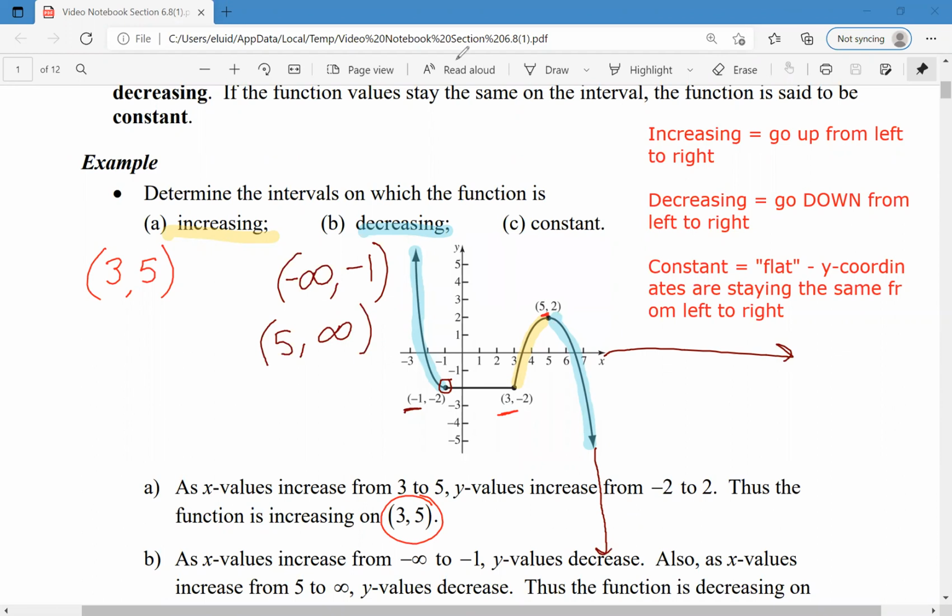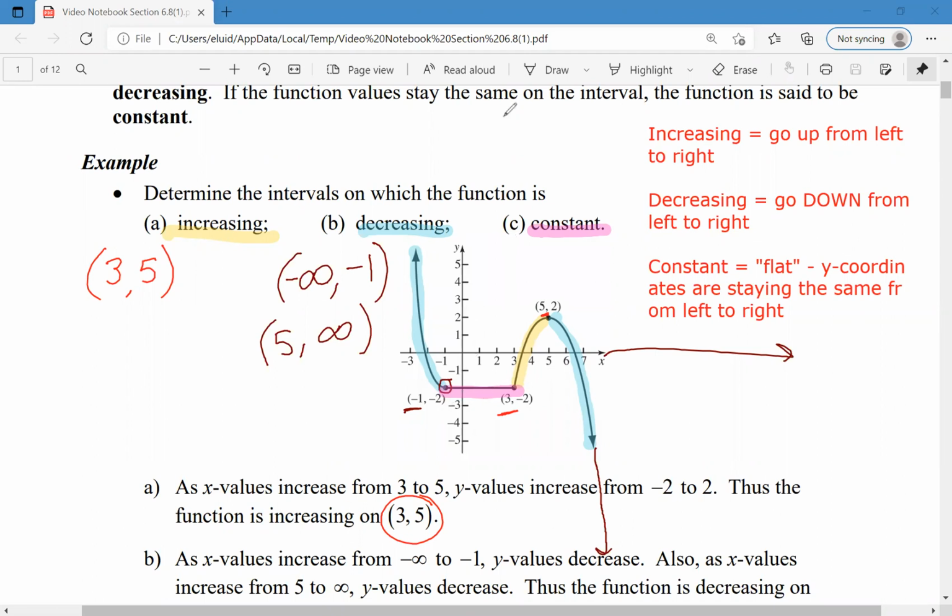Okay, so we've highlighted almost all the pieces of the graph. The only piece we haven't highlighted is this flat piece right here. This is where the graph is constant. Notice that for both of these points here, the y-coordinate is -2. So the y-coordinate is staying the same. It's staying constant as the x-coordinates are increasing. So from x equals -1 all the way to x equals 3, the graph remains constant.